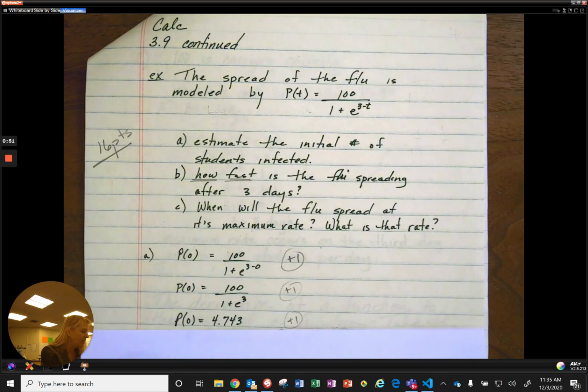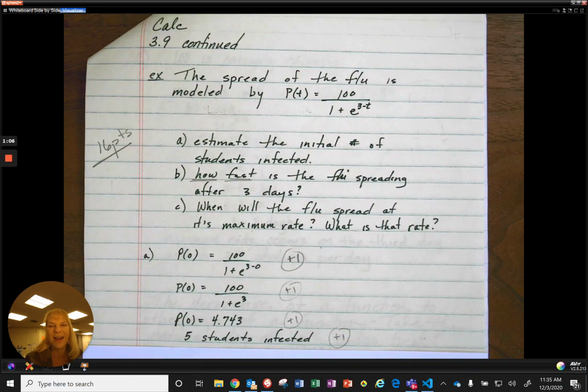And when you calculate that, you get P of 0 equals 4.743 people, students infected. Really? You don't have 4.743. That would be 5 infected students. Okay, good. Go ahead and try part B.